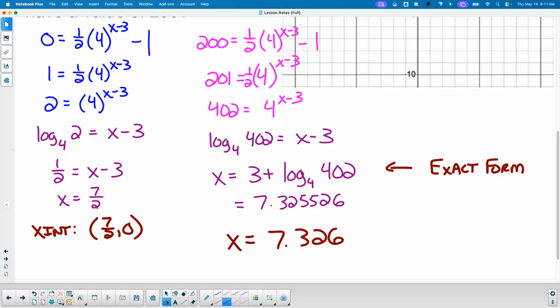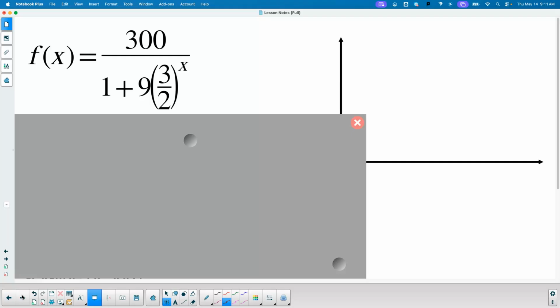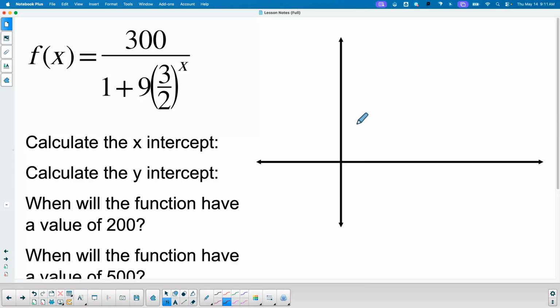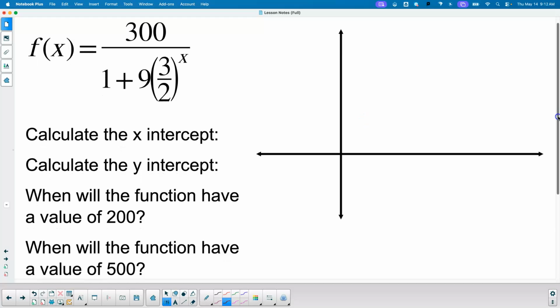Okay. Graph me this function, answer me these 4 questions. Yeah? Go for it.